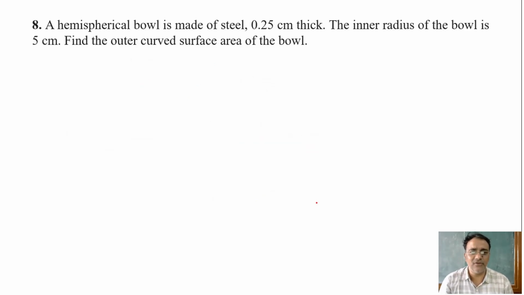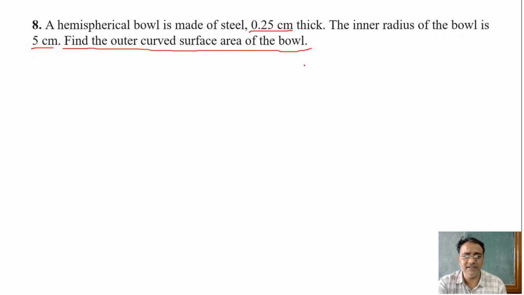Now, this is a very good question. Question number 8. A hemispherical bowl is made of steel, 0.25 centimeter thick. Okay, the thickness of the hemispherical bowl is 0.25 cm. The inner radius of the bowl is 5 cm. Find the outer curved surface area of the bowl.